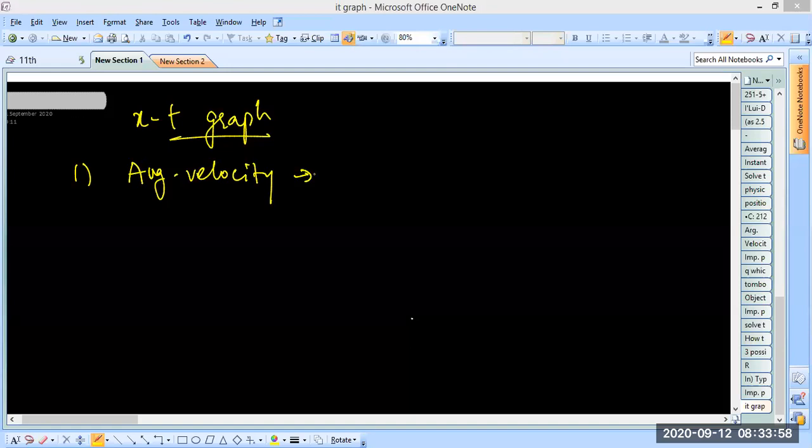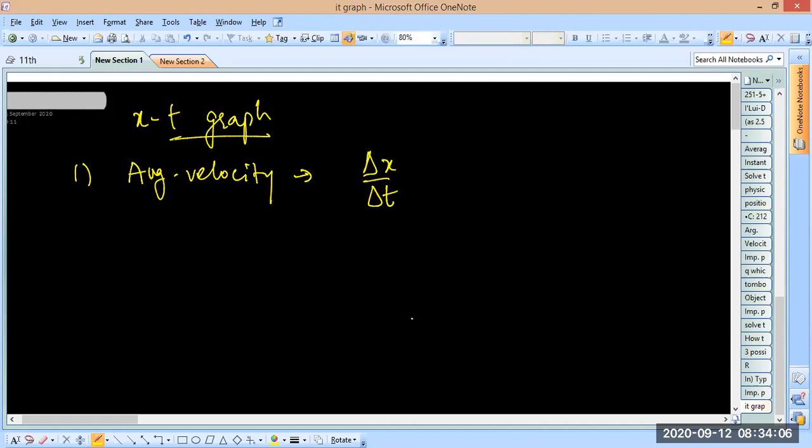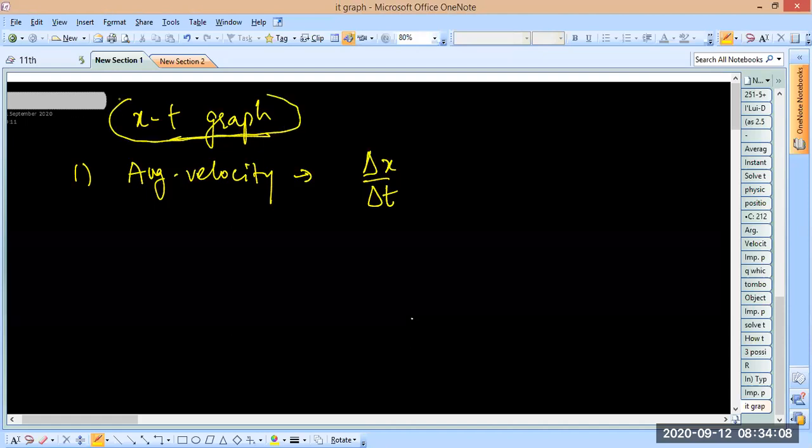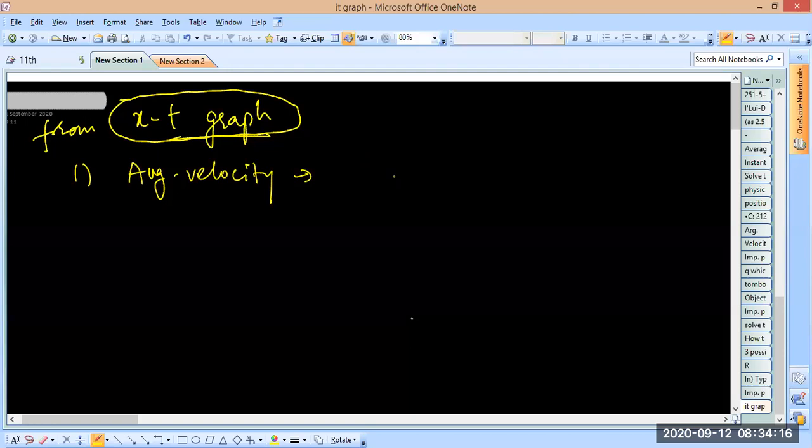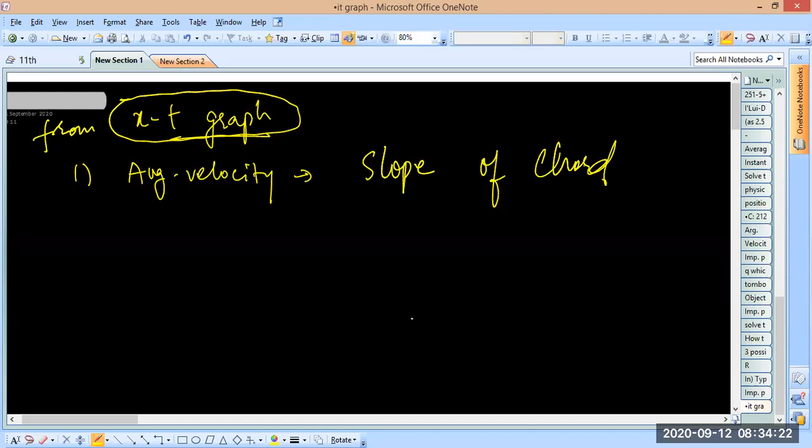I am not asking you for formula of average velocity which is delta x by delta t. That's okay. I'm asking you if you want to find the average velocity from xt graph, then although this is right, but you should have said slope of chord. Not good.